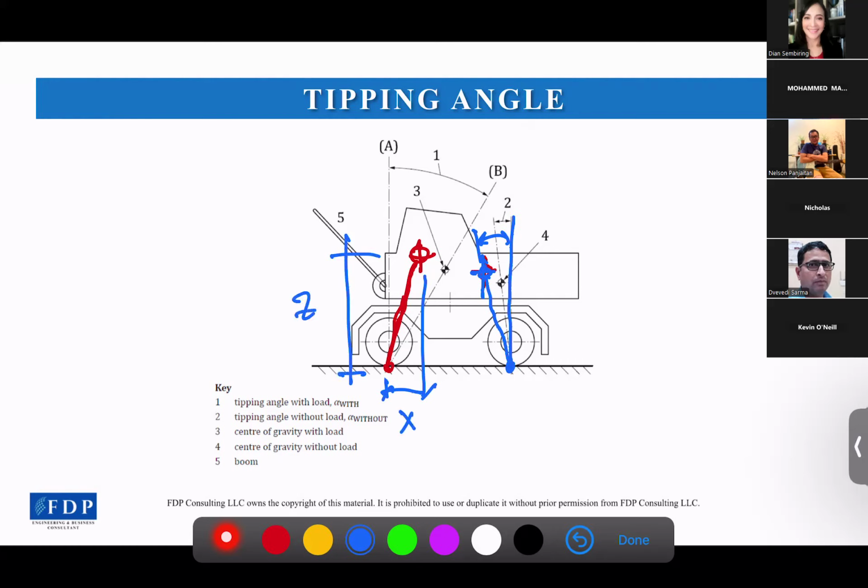x, z. So it will be our arctangent of x per z, like that.